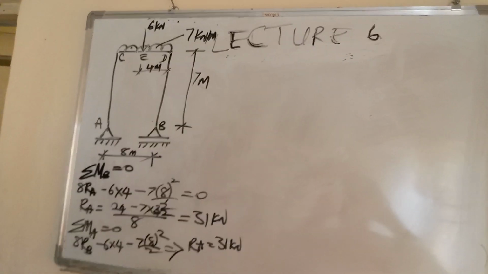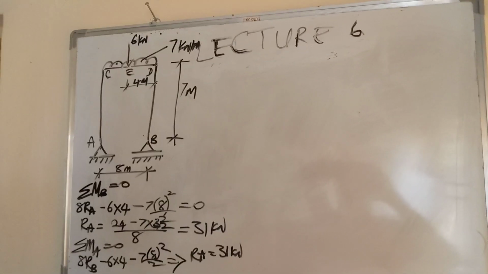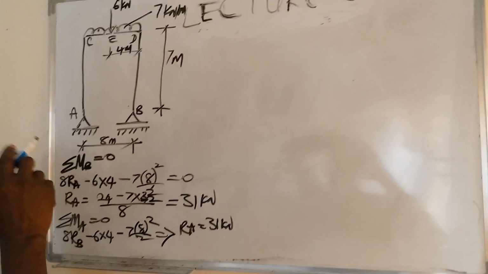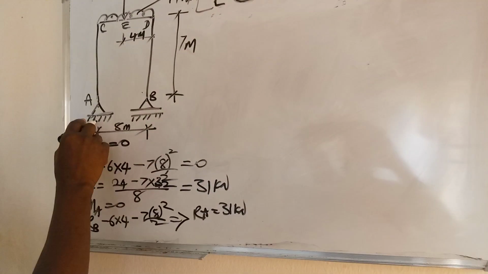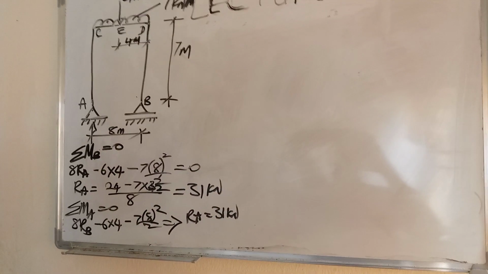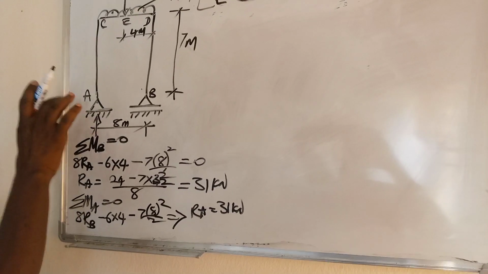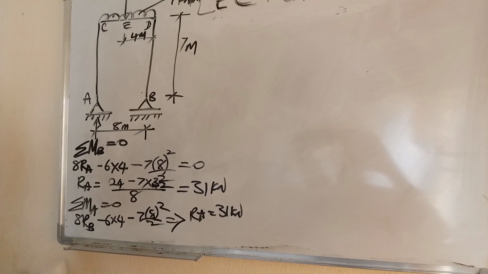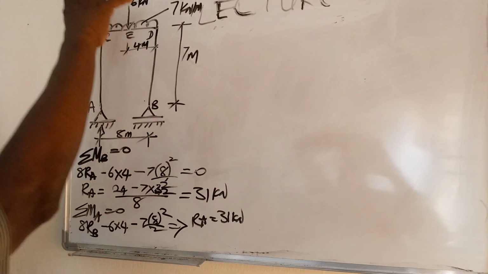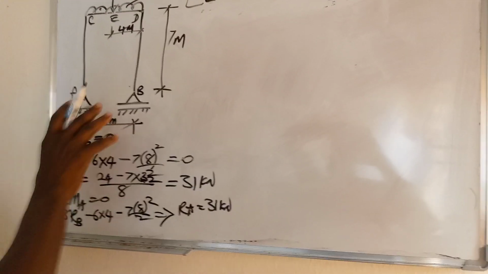The next thing is to calculate the bending moment. To calculate bending moment, I start from point A. At support A, there's only the vertical reaction A available, that's 31 kilonewton. There's no horizontal reaction, even though support A can resist horizontally, because the whole load is vertically down. None of the load is horizontal.